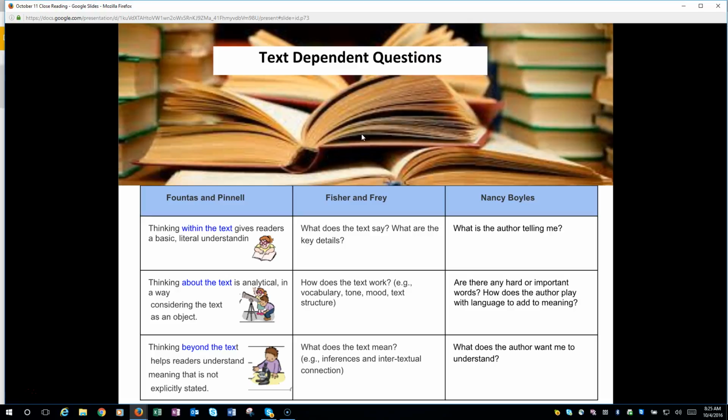But no matter what system you use, whether it's Fountas and Pinnell, Fisher and Frey, or Nancy Boyles, they all are the same thing. They may call them different things, but when you examine them, they're exactly the same. Fountas and Pinnell is thinking within the text. That's when they put on those glasses and look for what did the author say. Fisher and Frey says, what does the text say? What are the key details? Nancy Boyles says, what's the author telling me? So you can see as you look across this chart, the researchers may be different, but the level of questioning is exactly the same.